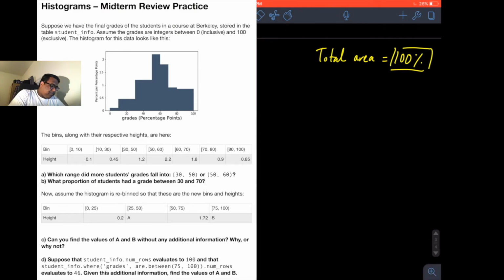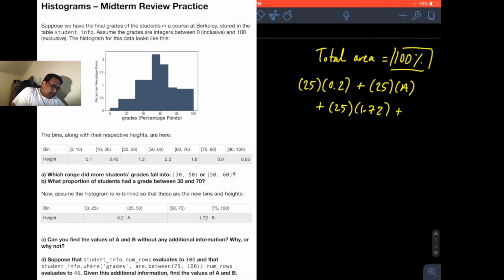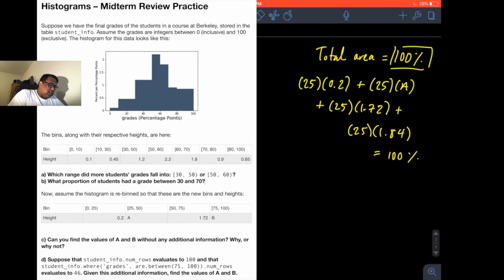So we know that 25 times 0.2, that's the area of the first bar, plus 25 times A, plus 25 times 1.72, plus 25 times 1.84 has to be exactly what? 100%. Okay? So now that we have that, all we need to do is rearrange for A. Let's go ahead and do that.